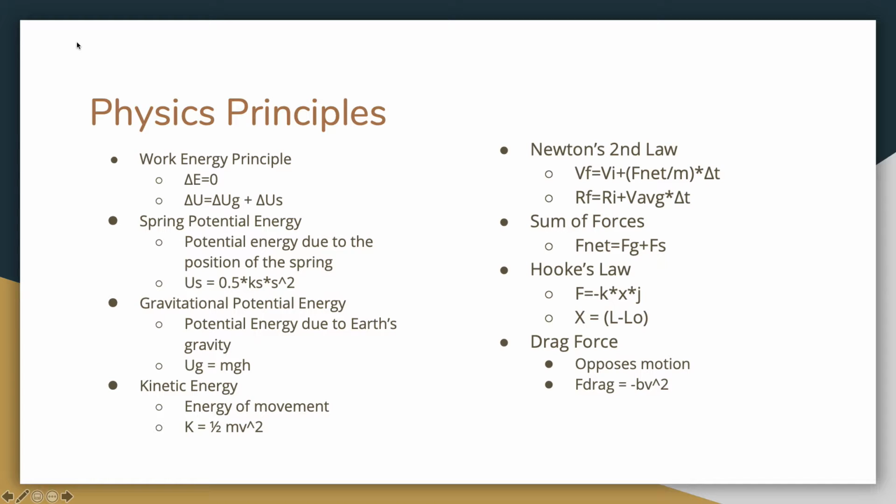Hooke's law models the motion of a spring where the force is equal to the negative product of the spring constant, which once again is an arbitrary value. It is determined by the material and size of the spring multiplied by the displacement from the relaxed length. Lastly, the drag force is a force that opposes motion. It basically accounts for all resistive forces and is calculated by using a factor b, which is experimentally determined, times the velocity squared.